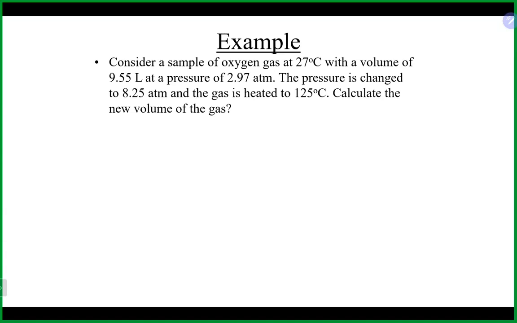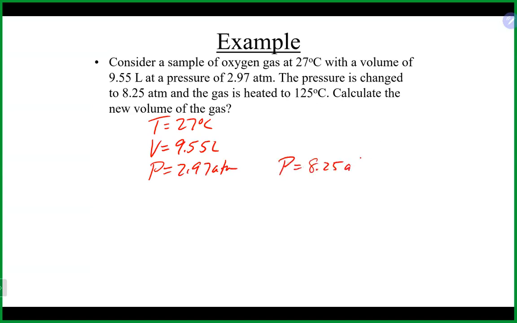Okay, let's take a look. So once again, as we talked about last time, also a really good idea when you're dealing with gas law problems is to pull out the information and just label them. So obviously here we have a temperature that is 27 degrees Celsius. We have a volume that is 9.55 liters, and we have a pressure that is 2.97 atmospheres. The pressure is changed to 8.25. And we have another temperature here of 125 degrees Celsius, and we are looking for a volume.